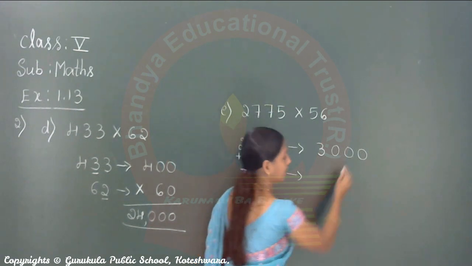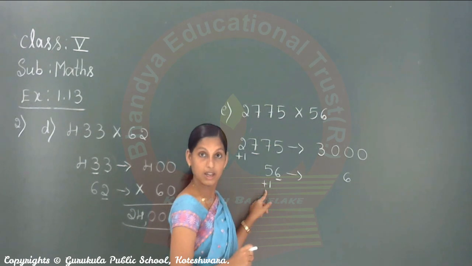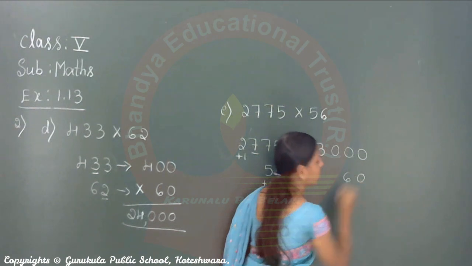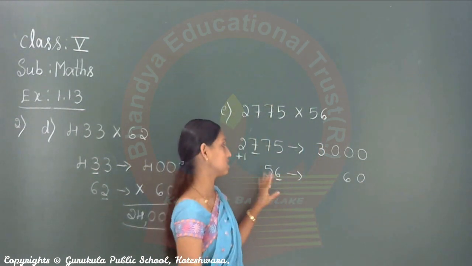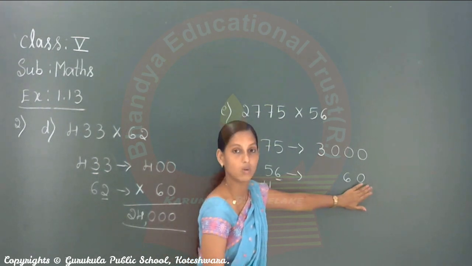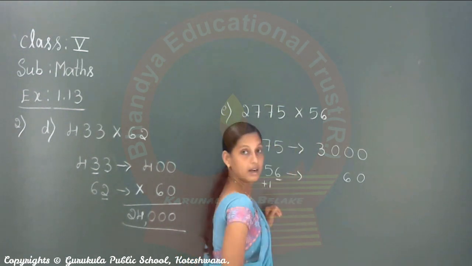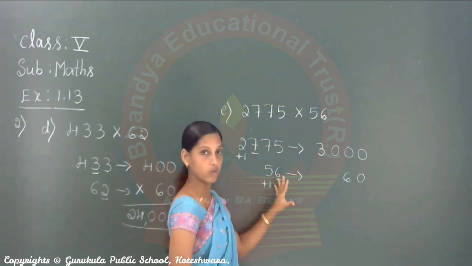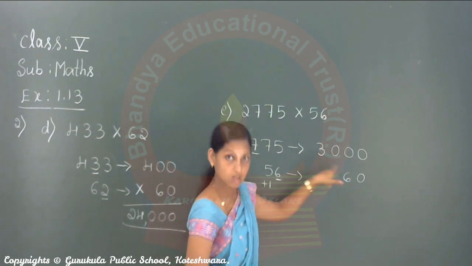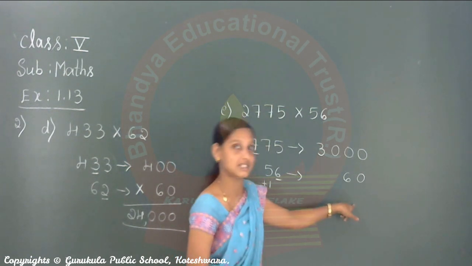And where will you write it? Below the tens place. Then this digit will be 0. While writing this, you should be very careful. Here, ones and tens place, you should fill only the ones and tens place. Somewhere around you should not write. Then multiply. Estimation is over. Here 2775 is rounded up to 3000, and 56 is rounded up to 60.